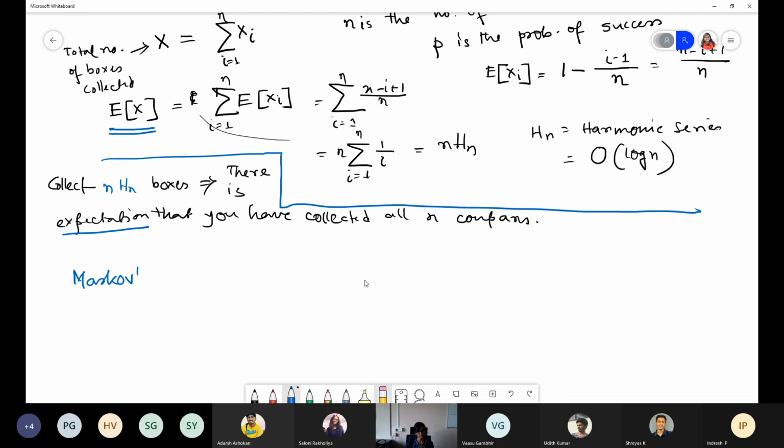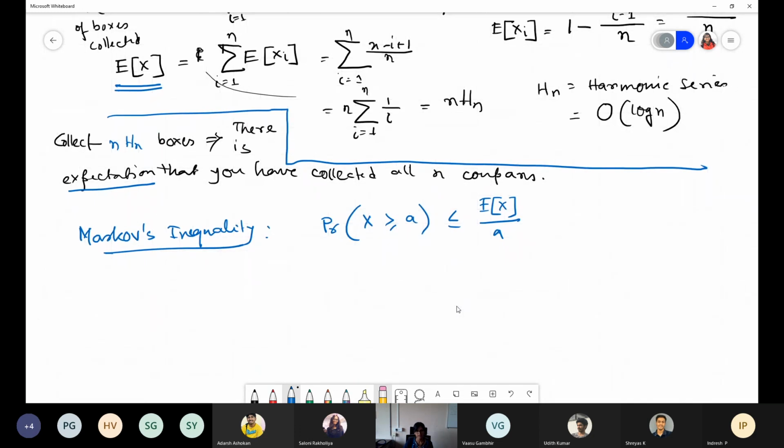Markov's inequality is what? What is the expression? Probability of X greater than or equal to a is less than or equal to E of X by a. This is Markov's inequality, isn't it?